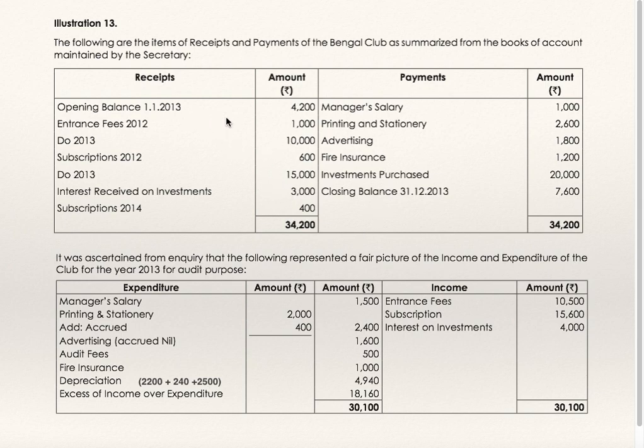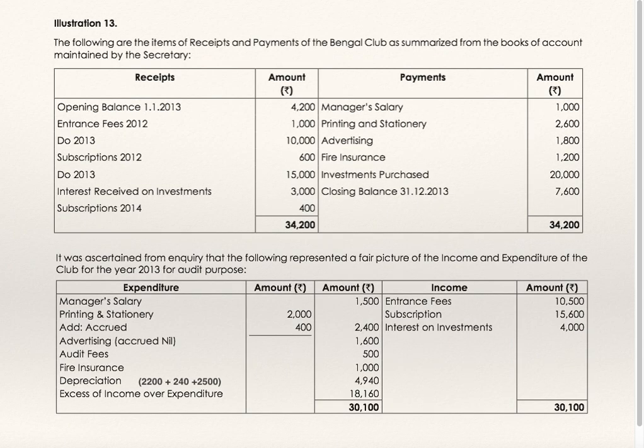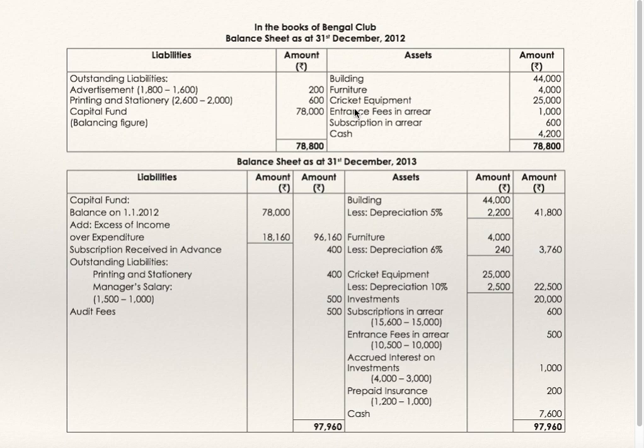Now receipt payment account, opening balance is 4200 and closing balance is 7600, which will be transferred to opening and closing balance sheet assets. Cash 4200, cash 7600. Now we'll compare receipt with income. Opening balance, just now we have transferred it to opening balance sheet asset. Entrance fees for 2012. They have received entrance fees for last year. Opening balance sheet assets, outstanding entrance fees 1000.